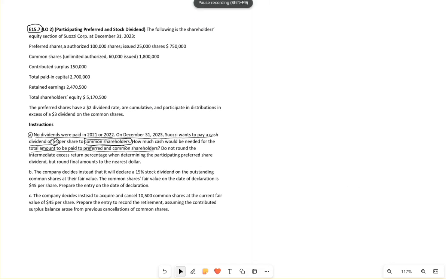If you read the question, we have preferred shares, and 25,000 shares are outstanding, and this is the value of our preferred shares. We have common shares. The value of the common shares is that we have contributed surplus. And they told us in the question that the preferred shares have a $2 dividend rate and are cumulative and participating. So we need to work out a question with cumulative and fully participating shares.